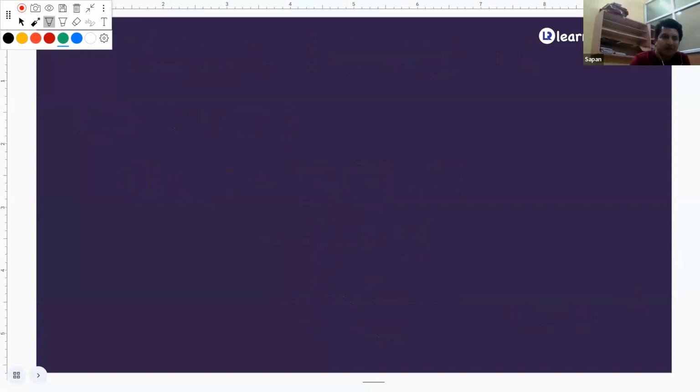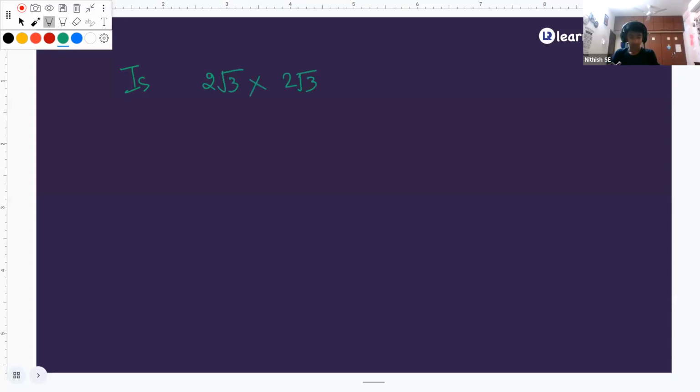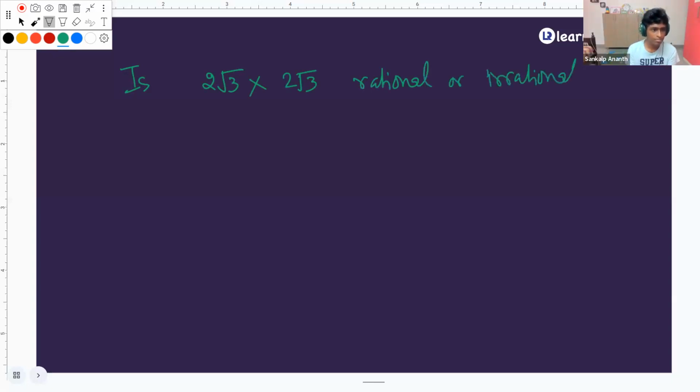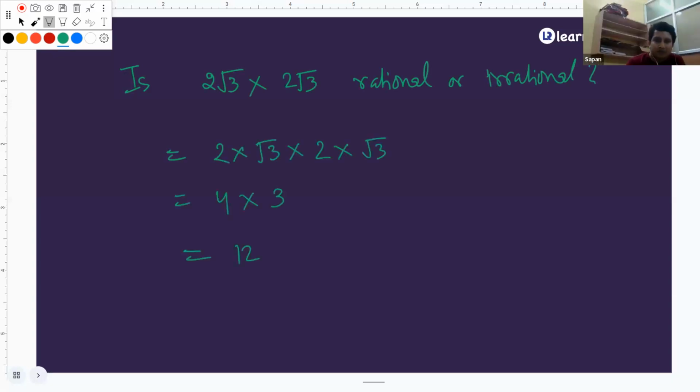All right. Now, can you tell me, what about this: 4 root 3 into... Rational or irrational? It's a rational number. Very good. It's a rational number because it can be written as 2 into 2 into square root 2 into 2 into 3. It becomes 4 root 3, so it will become 2 square into 3. So 12 is a rational number. Therefore, 2 root 3 into 2 root 3 is a rational number. Very good.